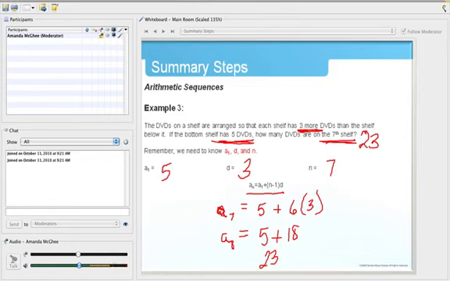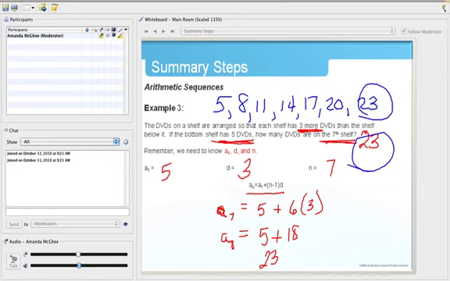Now we can easily check this because these are smaller numbers. So let's look at this sequence. The first term of our sequence would be 5, correct? There were 5 on the bottom shelf. And then the second shelf had 3 more, so it had 8. Third shelf has 11. Fourth shelf has 14. Fifth shelf has 17. The sixth has 20. And look, the seventh shelf has 23.